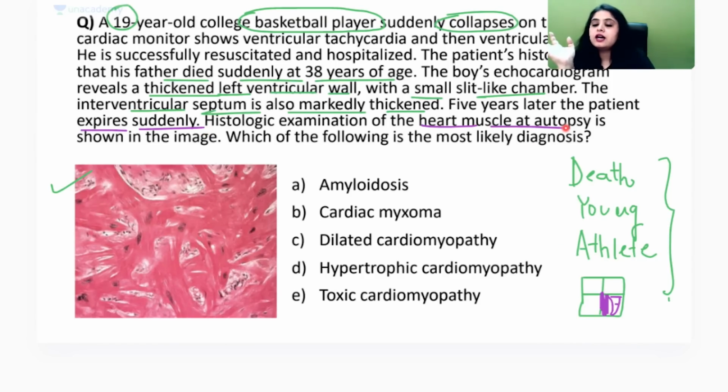Okay, 5 years later, the patient expires suddenly. Histological examination of the heart muscle at autopsy is shown in the picture. What is visible in the picture? It is muscle, a cardiac autopsy, heart muscle autopsy. One fiber is going here, one is going here, one is going here. All the fibers are going in different directions. Agreed? Everything has come in track for hypertrophic cardiomyopathy.